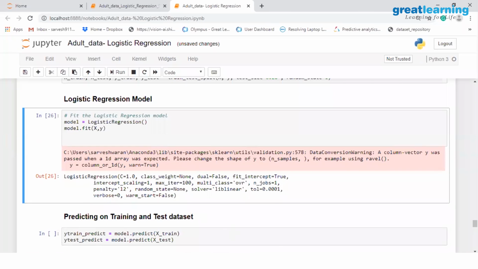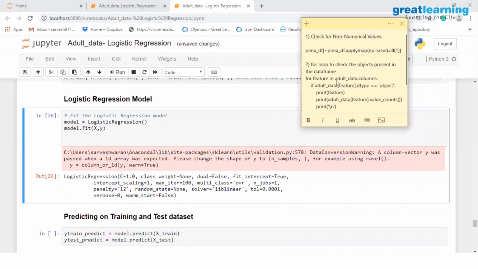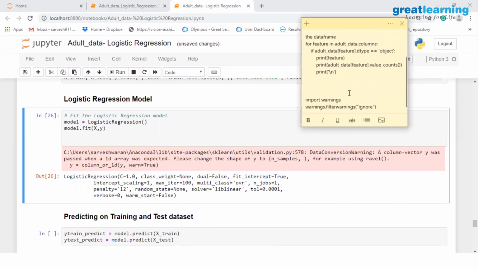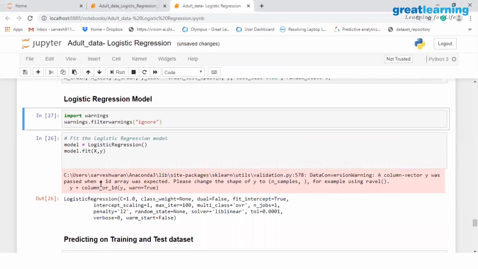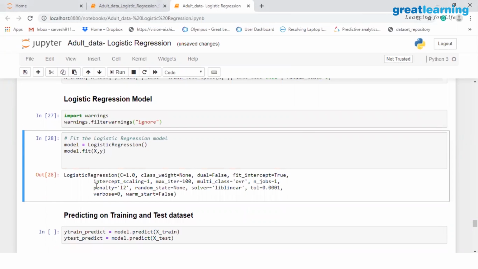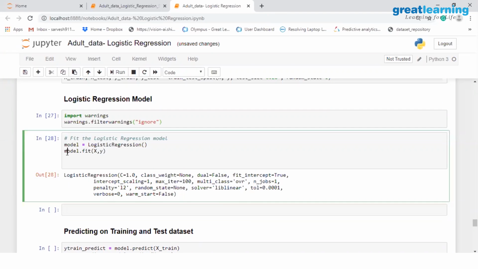If some warnings like this pop up, I'll just give you a workaround. You could just use this. It is not going to harm you. It's just giving you some intimation. Don't worry about it, right? You could use import warnings and filterwarnings and just keep it handy. All right, so the model is fit. Now I want to predict using the model. I'll save this prediction into y_predict.